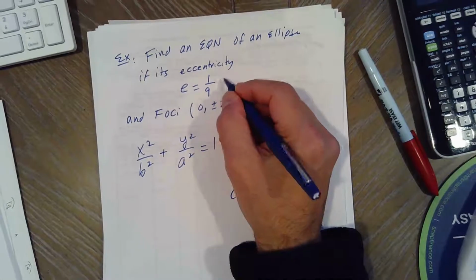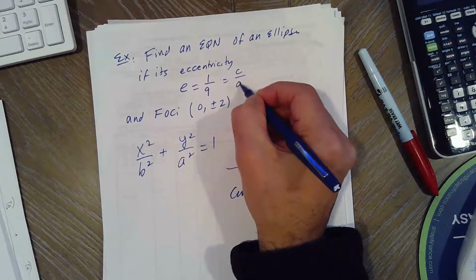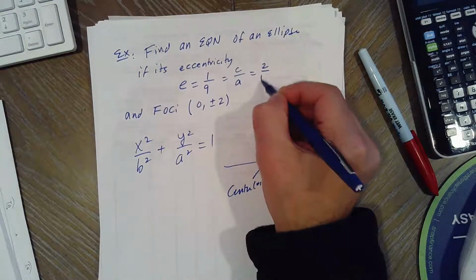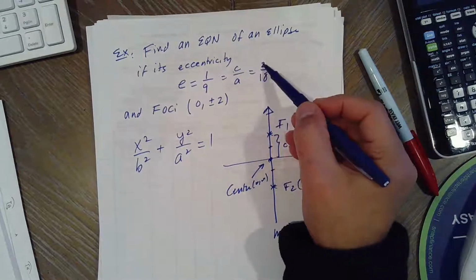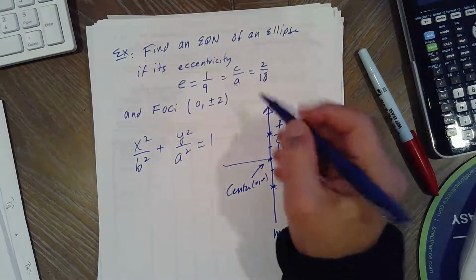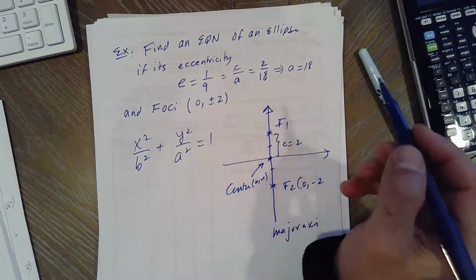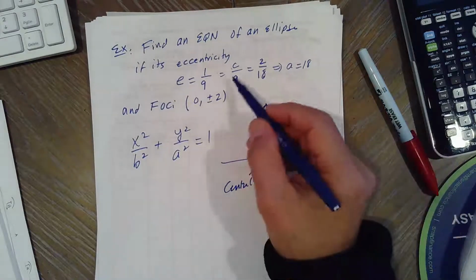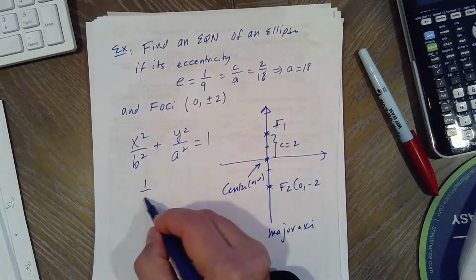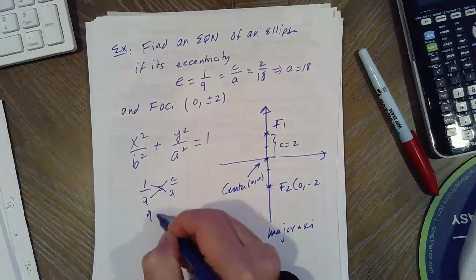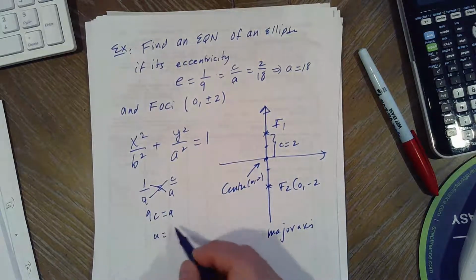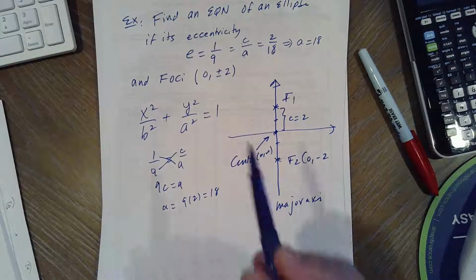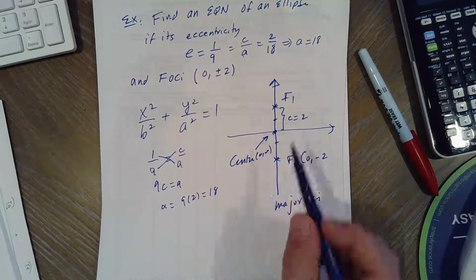So remember, e is c over a, right? But c is 2, so this should be 2 over 18, right? For c to be 2, a has to be 18. A is 18. Or if you don't want to do this, you can say 1/9 equals c over a. 9c is a, so a is 9 times 2, which is 18. That's another way if you don't want to sort it out. So we got a is 18 and we got c is 2, so we find b.